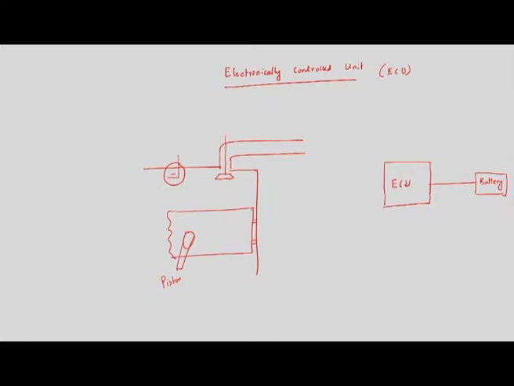Now, what are the inputs of the electronic control unit? We have a cooling water jacket. If we have a temperature sensor over here, that information is one input to the ECU.